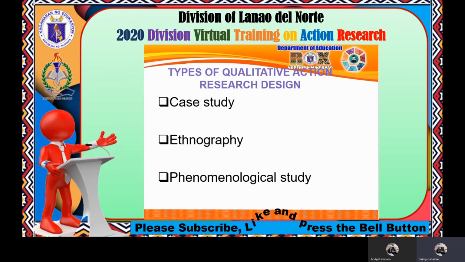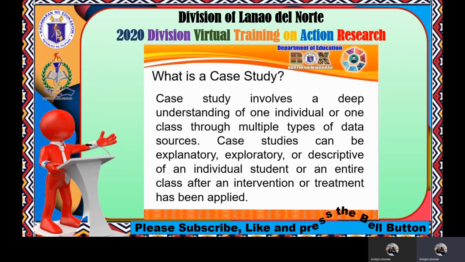So what do you mean by case study? Case study involves a deep understanding of one individual or one class through multiple types of data sources. Case studies can be explanatory, exploratory, or descriptive of an individual student or an entire class after an intervention has been applied.